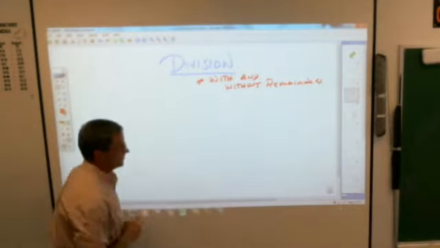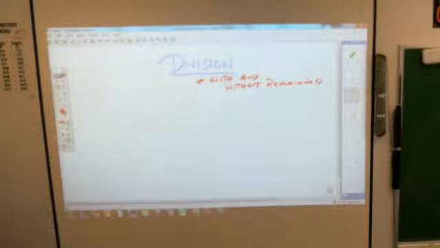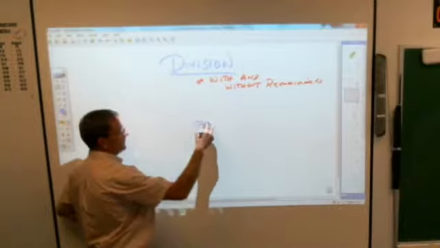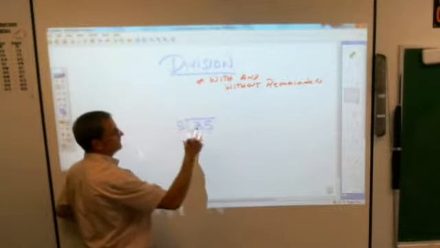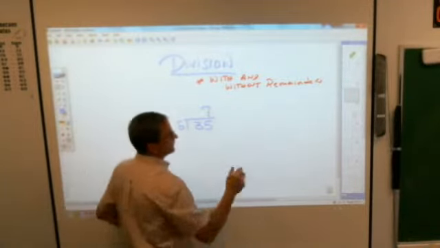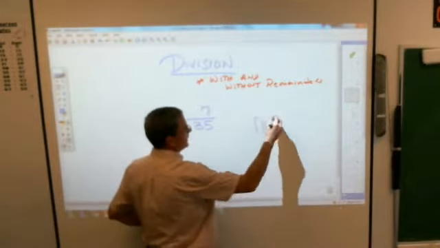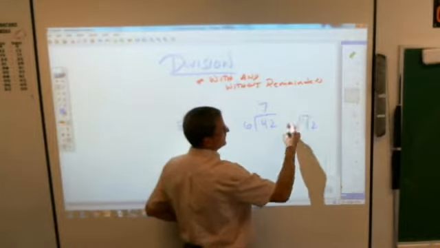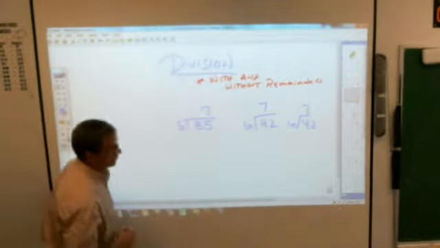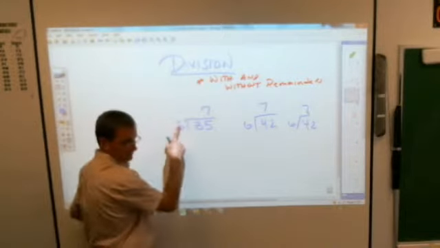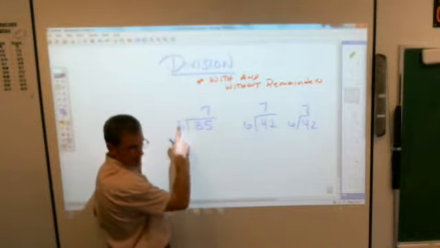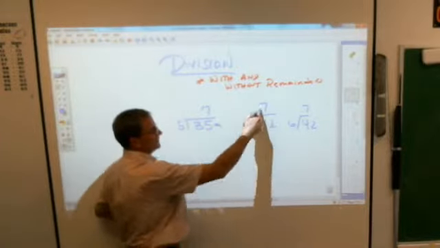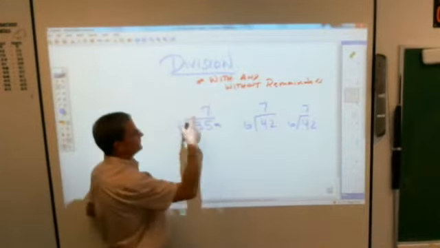With and without remainders. So far with the vision, we've done problems like this. 35 divided by 5 is 7. Or we've done 42 divided by 6 is 7. And those are all well and good because we multiply the divisor times the quotient. Let's use some math terms. You always get that dividend there. 6 times 7 is 42, 5 times 7 is 35.